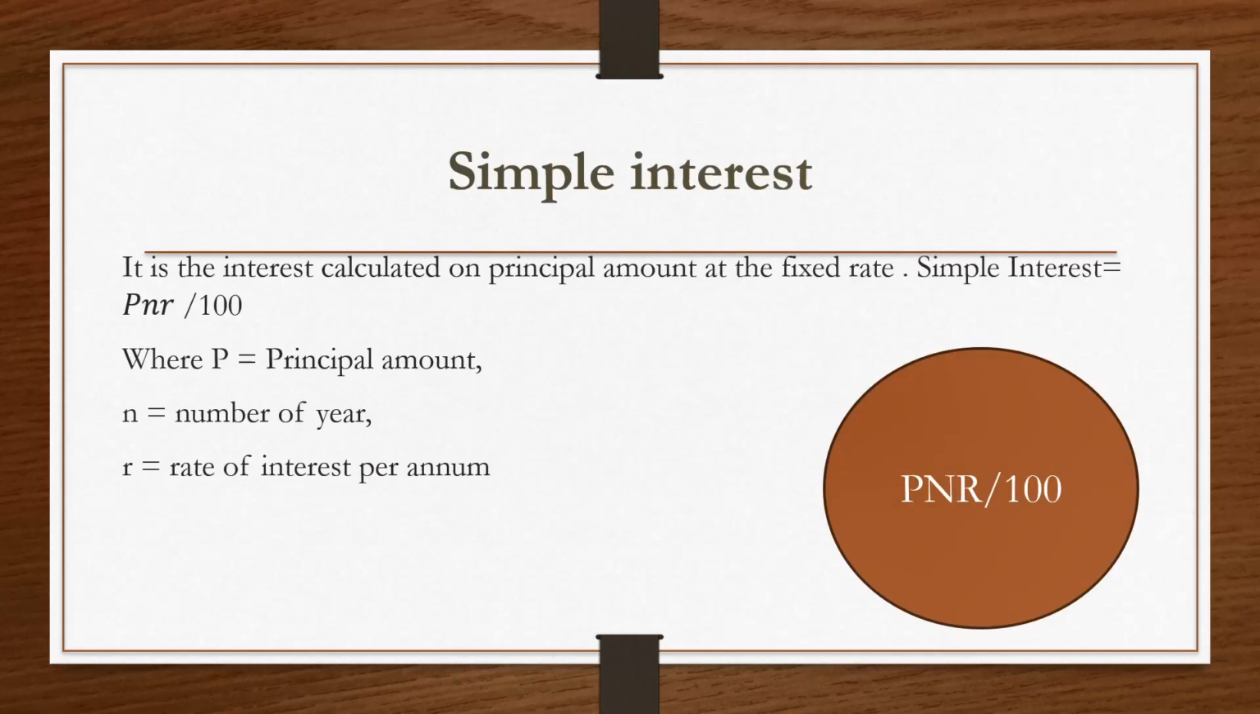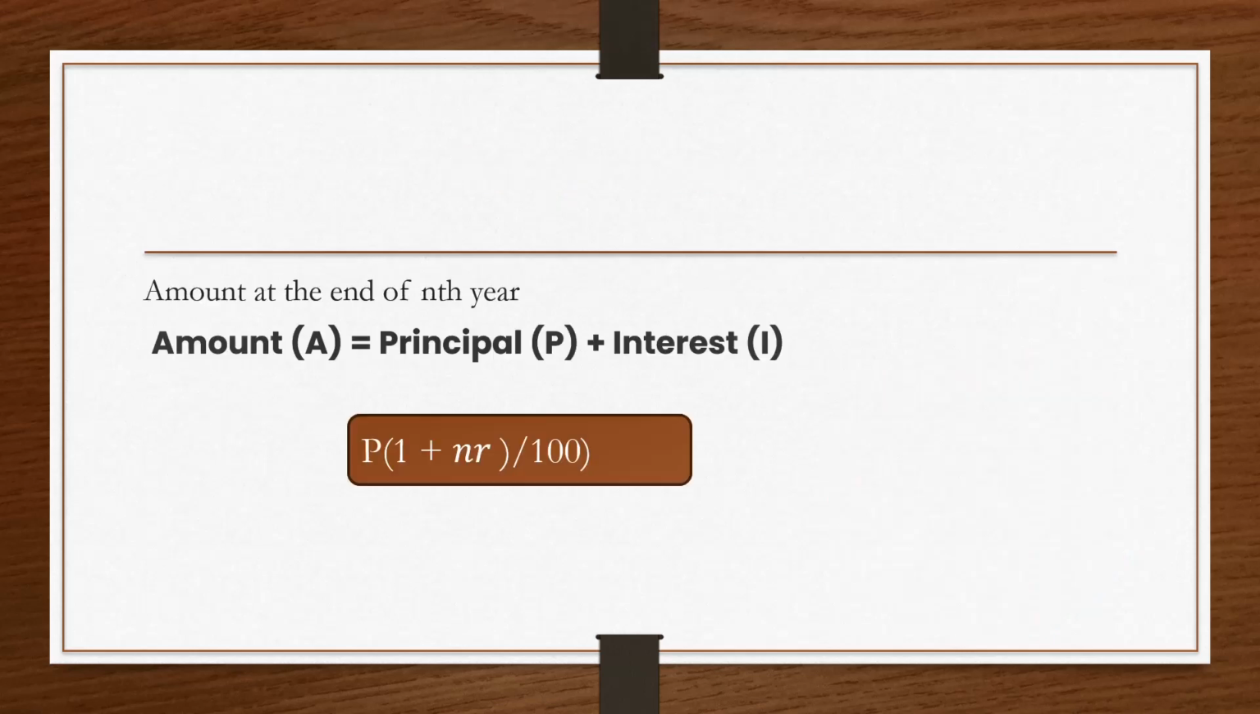So, speaking about simple interest, we can calculate it on the principal amount only, and the equation is PNR by 100. And if you want to know what amount we will receive after n number of years, if it is invested at simple interest, then we can calculate it as P into 1 plus NR by 100. Here is an example for you.